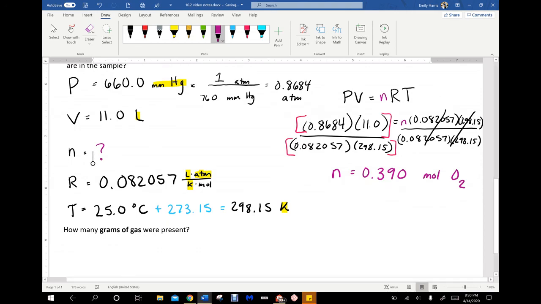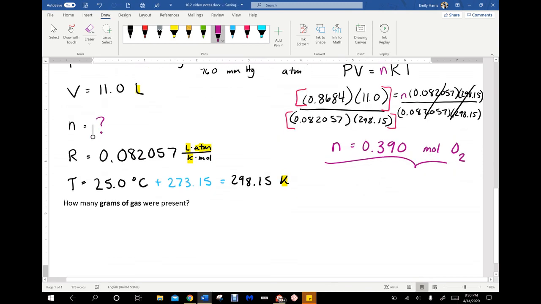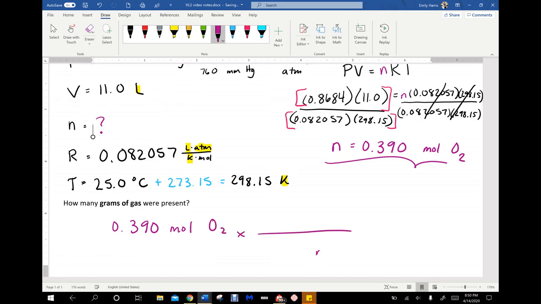All right, so now we know how much gas we have in this scenario. So last, it asks us, okay, how many grams of gas were present? And so the idea is that we'll be able to take the moles and, using the molar mass, convert that to grams, just like we've been accustomed to doing the whole semester. So we'll set up a conversion factor where we can go from moles of oxygen to grams of oxygen.